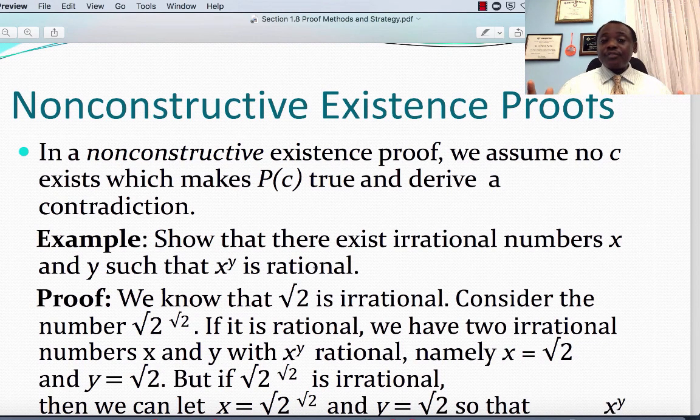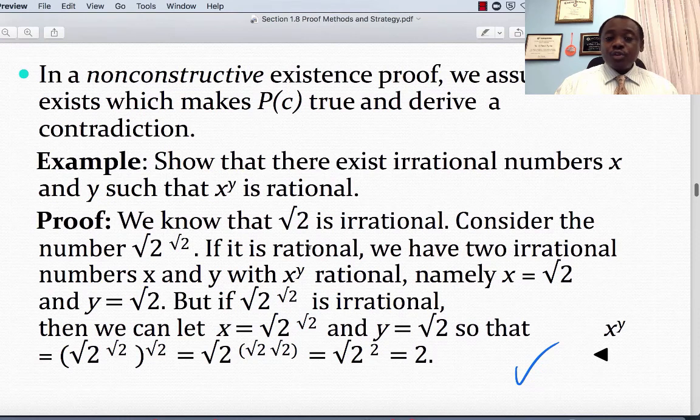Well, let's go ahead and prove that without any reasonable doubt. Yet, we're not going to point our finger to any particular value. Now, we do know that the square root of 2 is irrational. We proved this before. So, let's consider the number root 2 raised to the power root 2. If root 2 raised to the power root 2 is a rational number, then root 2 is going to be my x, and root 2 is going to be my y, and I have x raised to the power y being a rational number, and I'm done.